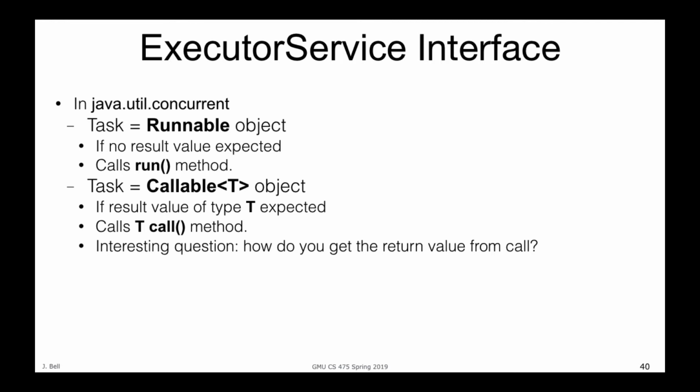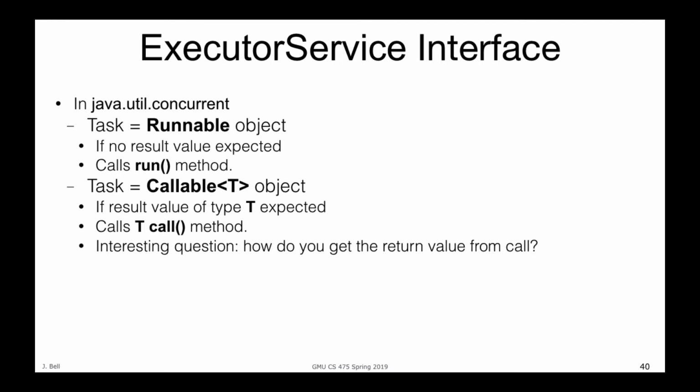If we want to run tasks that have no return value expected, then we can pass to our executor a runnable, which just has a run method, no return type. If our task is going to do something and we need the result back, then we use a callable object. Callable is this generic type, so remember this syntax, Callable<T>. T could be any type here. If a result value of type T is expected, then we use a callable. The executor calls the call method, which returns that type T.